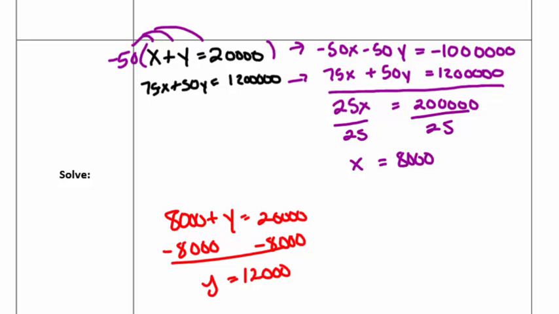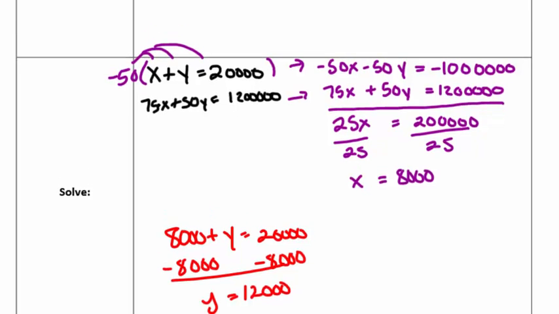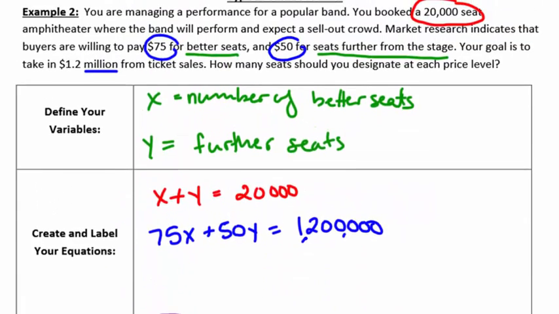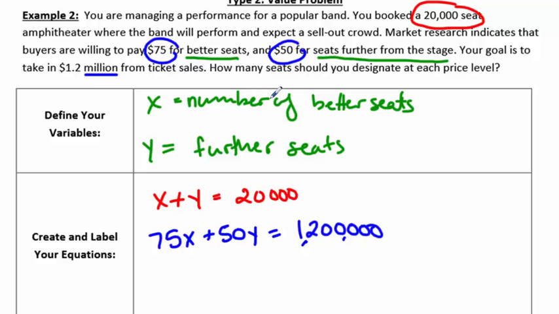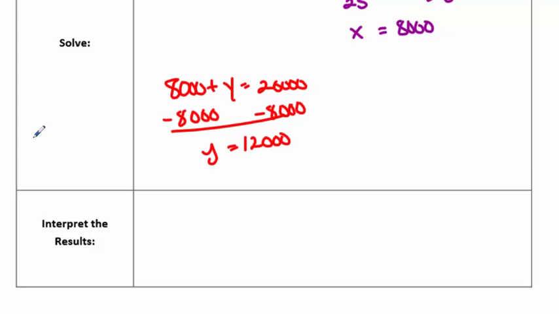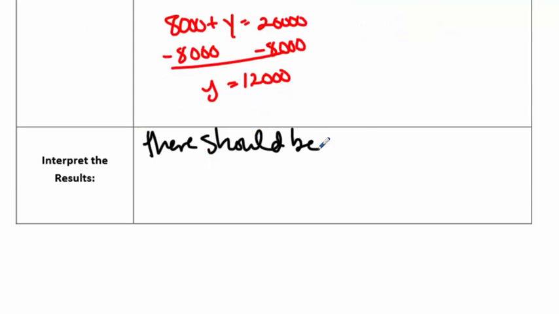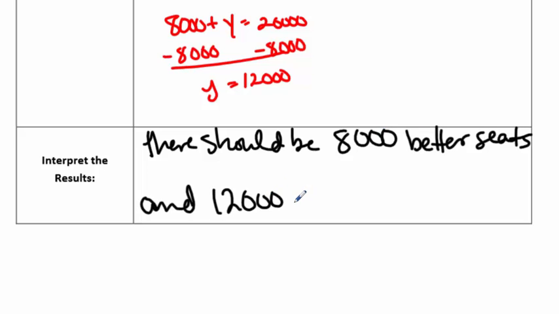Now back up to the problem to interpret these values. 8,000 is x. X was the number of better seats, and 12,000 is y. Y is the number of further seats. So in order to achieve a sellout crowd, there should be 8,000 better seats and 12,000 seats further away.